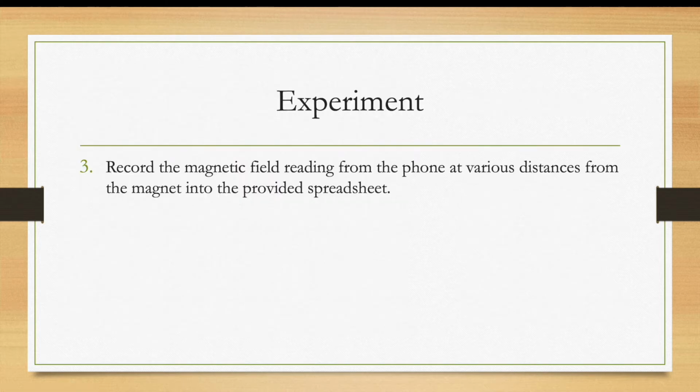Then we recorded the magnetic field reading from the phone at various distances from the magnet into the provided spreadsheets, at different angles, so in-axis and off-axis.